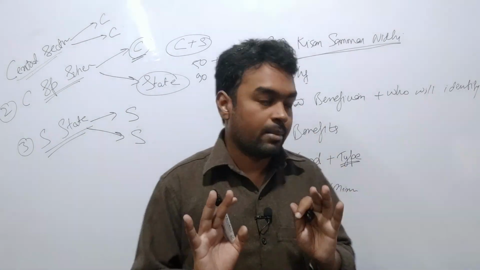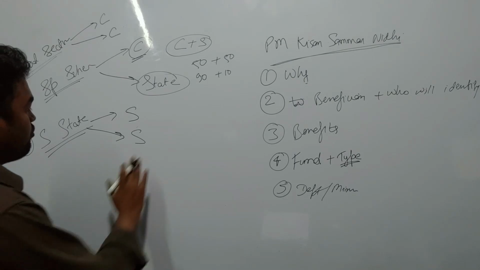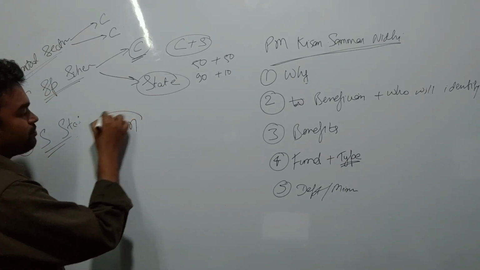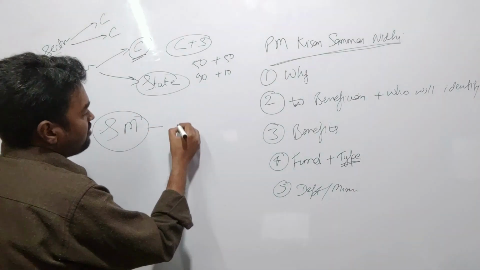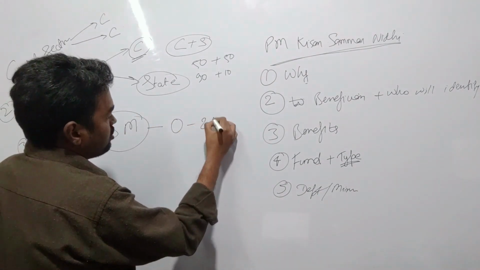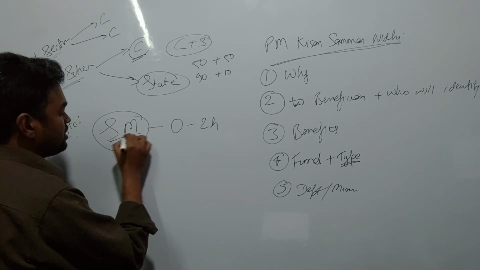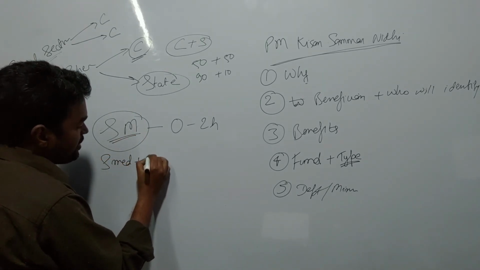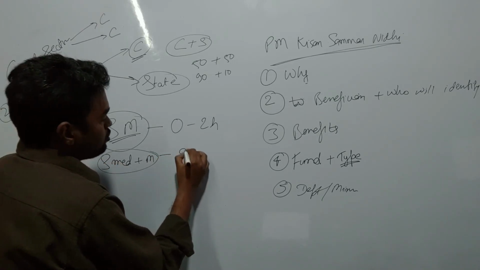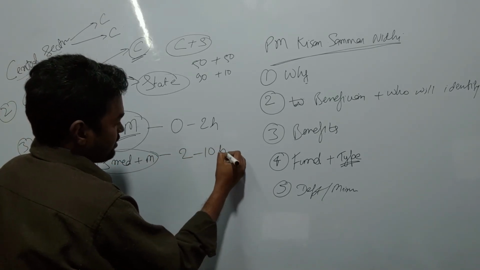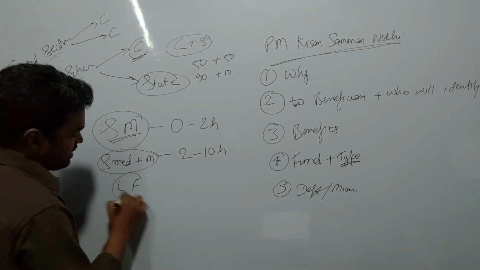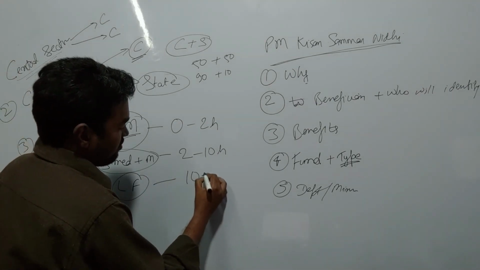There are 3 types of farmer according to their land size. First one is small and marginal farmer. Those farmer which have 0 to 2 hectares of land, they are small and marginal. Second is semi-medium or medium farmer. They have 2 to 10 hectare of land holdings. Okay. Third one is large farmers. They have more than 10 hectare of land.